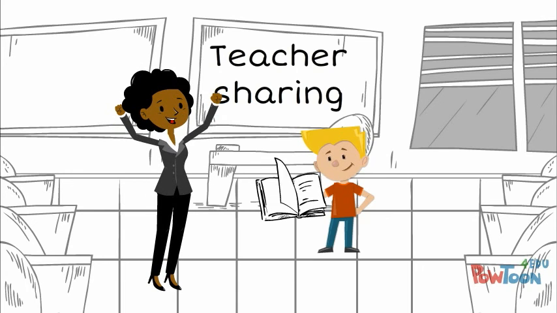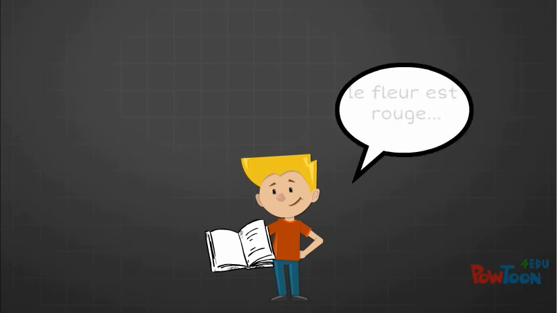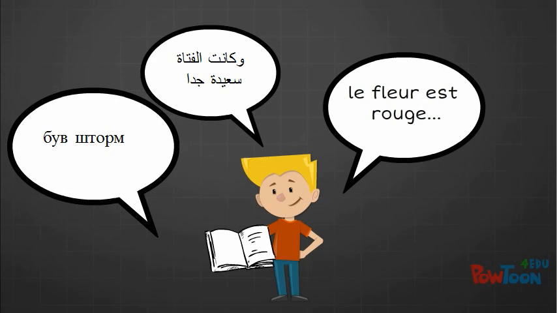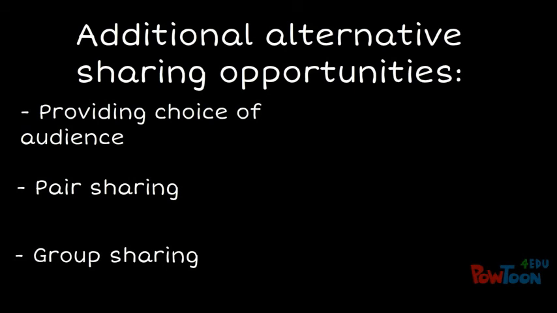teacher sharing, where the student can present their creation to the teacher; primary language sharing, where students who are ELLs share their work in their first language, and if the student would like, the teacher can translate it; providing choice of audience, where students pick the group of peers they'd like to share with; pair sharing, where students share their writing with each other in pairs; and group sharing, where students are divided into smaller groups and each person shares their piece within the group.